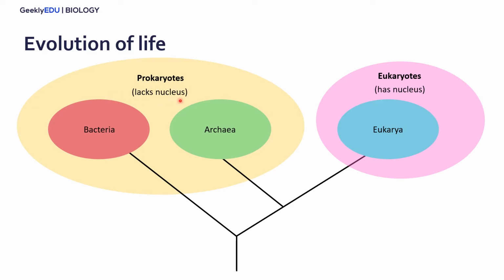A nucleus is basically just where the DNA is stored within a cell. And then eukarya are called eukaryotes, and this is because they do have a proper nucleus within their cells. And today we're just going to describe bacteria and archaea.